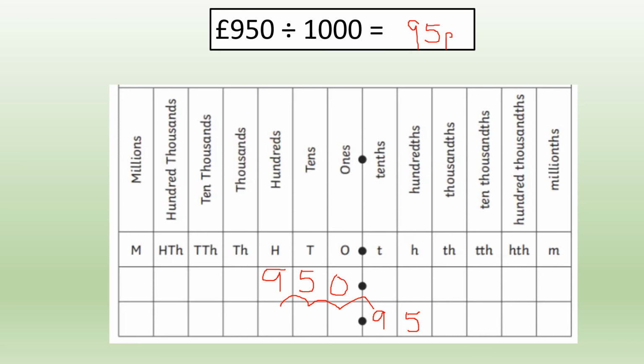The digits are on the right-hand side of the decimal point, so I know we're using pence this time. Or we could write that as 0.95 pounds. Both answers would be correct.